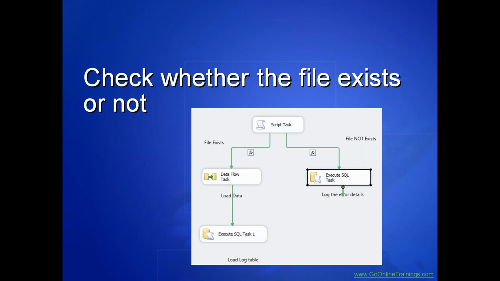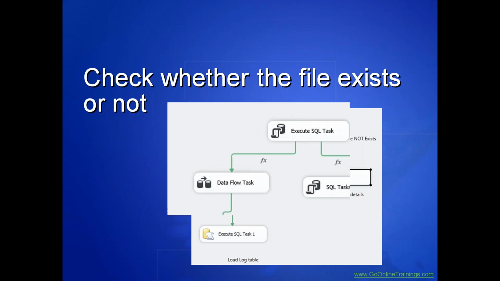So this is how you need to do it. If the file does not exist, what will you do? If the file exists, what will you do? You can say, if the file does not exist, I'll fail the package. That is fine. But instead of failing the package, you log it somewhere and you come out of that smoothly. So this kind of thing you should be able to implement.